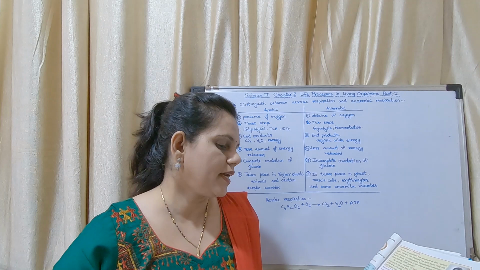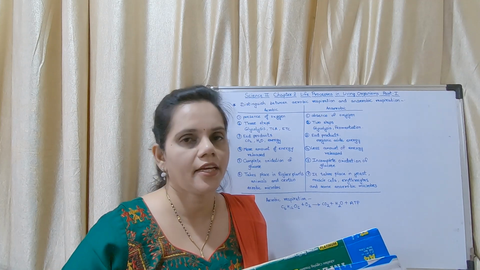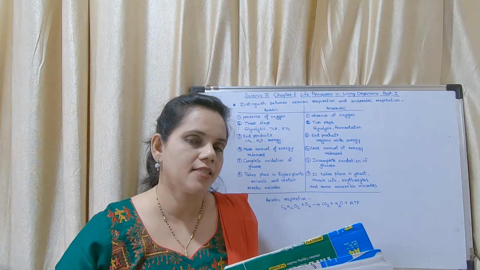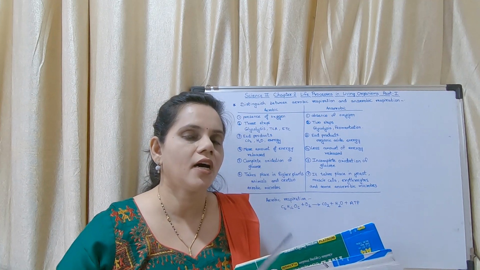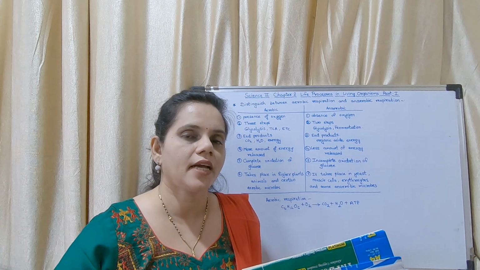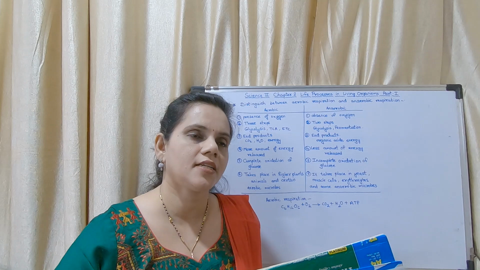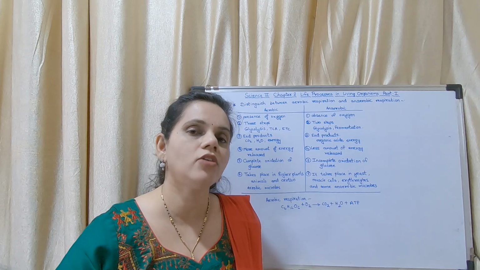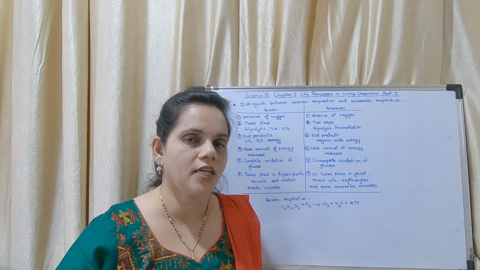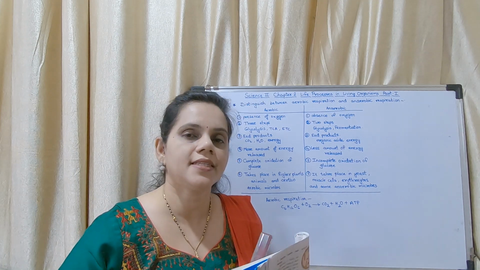Okay, now most of the animals and most of the plants carry out aerobic respiration. In the last lecture I had told you we are organisms which carry out aerobic respiration. But there are some animals and some microorganisms which carry out anaerobic respiration, especially in our muscle cells.